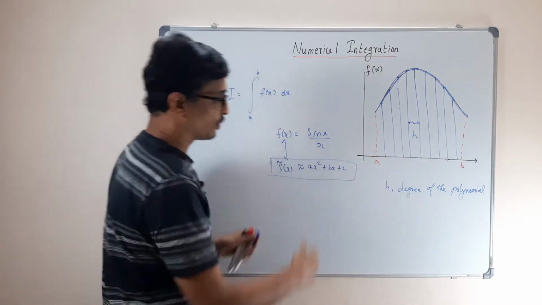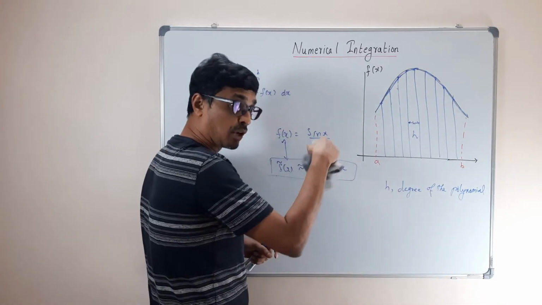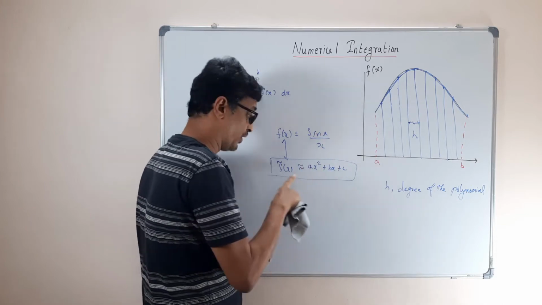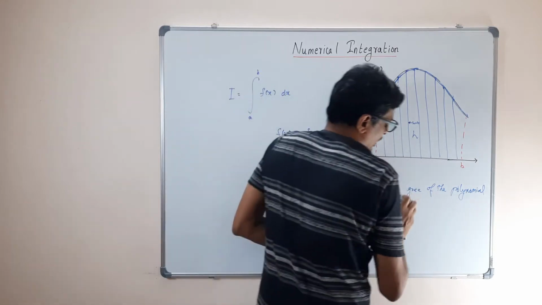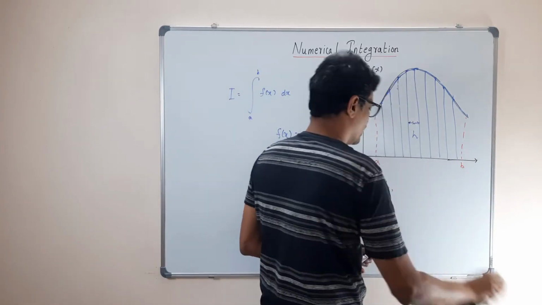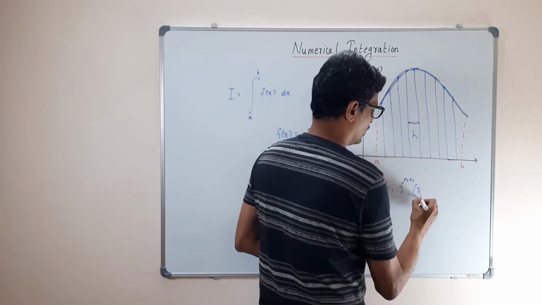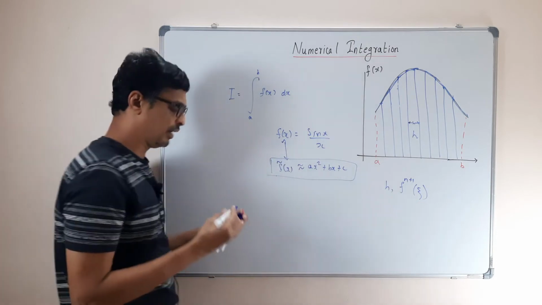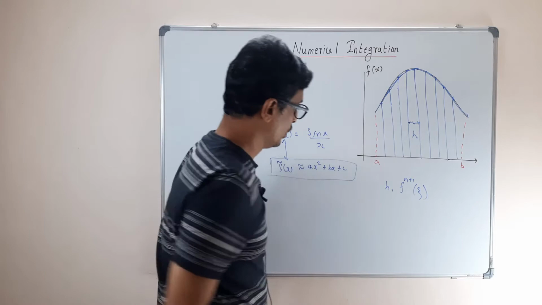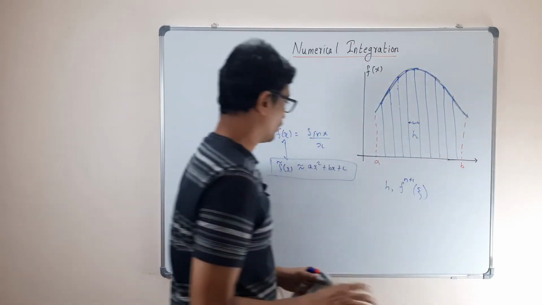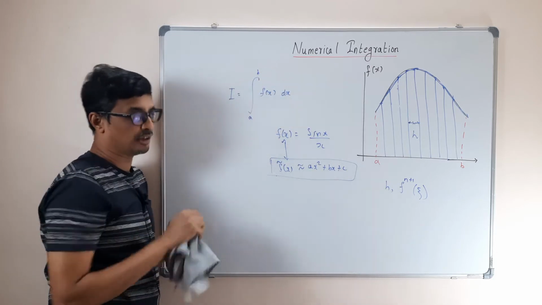So either you can call it the degree of the polynomial, but for the actual function, the n plus 1th derivative will be finite. It won't be 0. Since you approximate it as a polynomial, that particular derivative becomes 0. So alternatively, instead of the degree of the polynomial, you can say the n plus 1th derivative of f, where n is the degree of the polynomial you have used to interpolate the integrand.